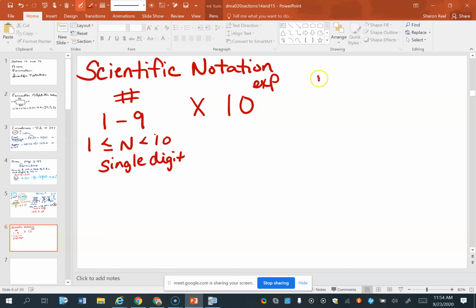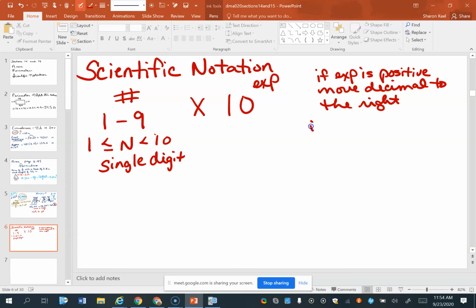Now, if the exponent is positive, you move your decimal to the right. If your exponent is negative, you move your decimal to the left.